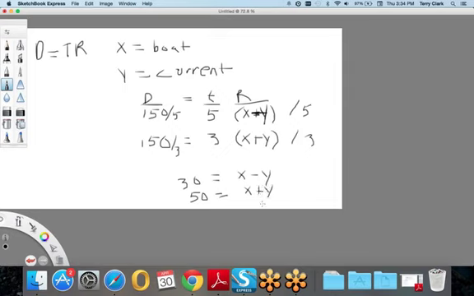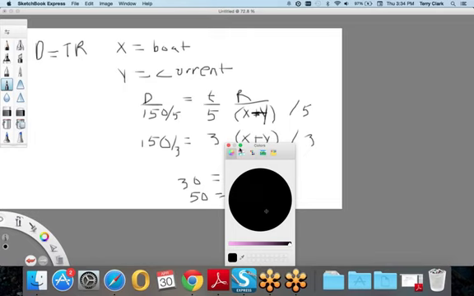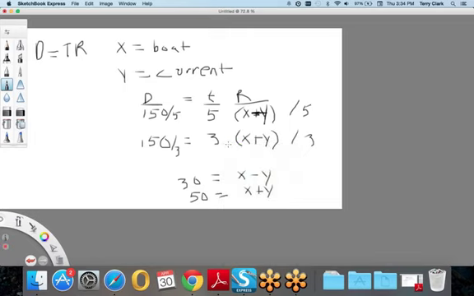Okay, now at this point, there's a system of linear equations. I've got 30 equals x minus y, and I've got 50 equals x plus y. So I can use the addition method to eliminate one of the variables. So in this case, all right, I think I got this right, I'm going to eliminate the negative y and the plus y. And I'm going to do that by adding them together. So I'm going to add both equations together.